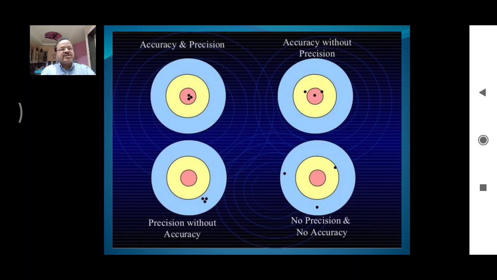The shooting is occurring around the pink circle, but it is not consistent, it is not at the same point. Therefore there is accuracy but precision is not there. Now the third case, precision without accuracy. So here precision is there.